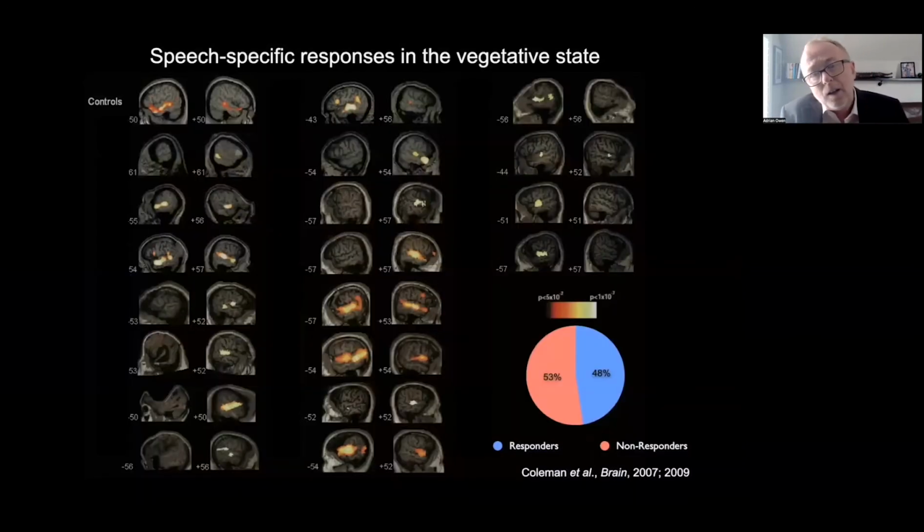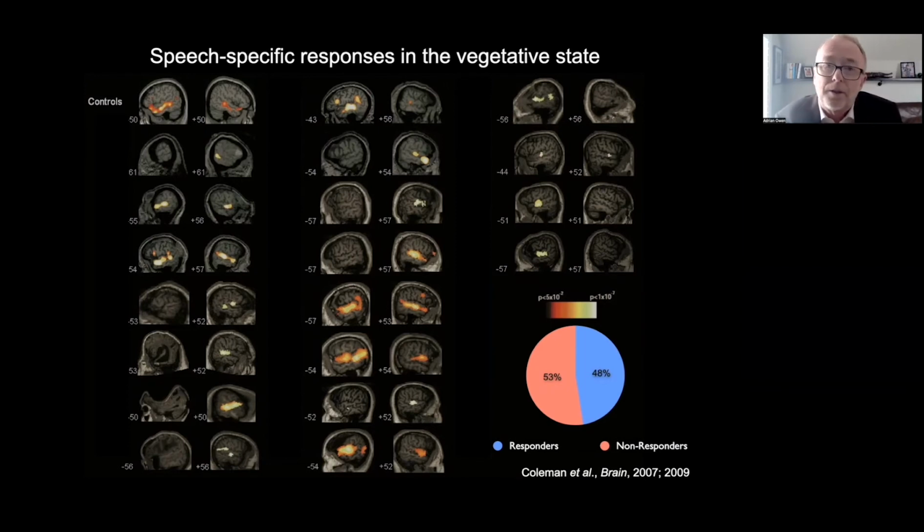Now, we set about almost 20 years ago now, trying to look at whether any of these patients who were diagnosed as being in a vegetative state had any residual cognitive function. And in the early days, what we would do is simply expose the patient to something in the scanner. And these were studies with functional magnetic resonance imaging, or fMRI. And here's just a summary slide from a couple of our papers that came out in Brain in 2007 and 2009. And here we were looking for speech-specific responses.